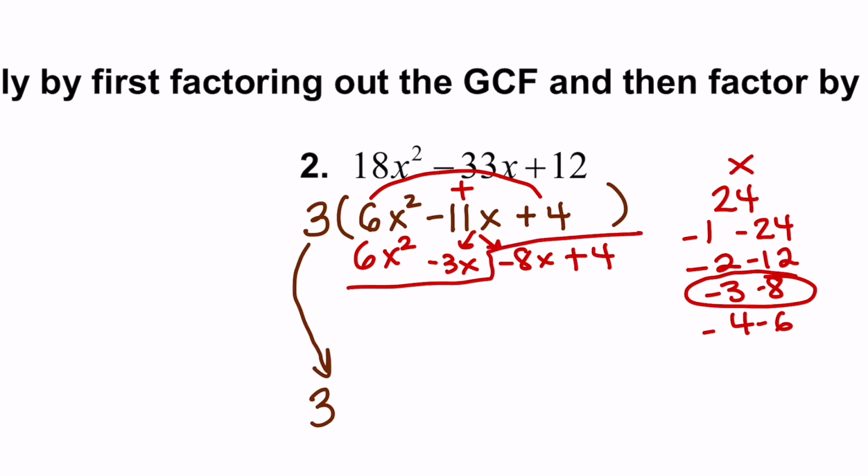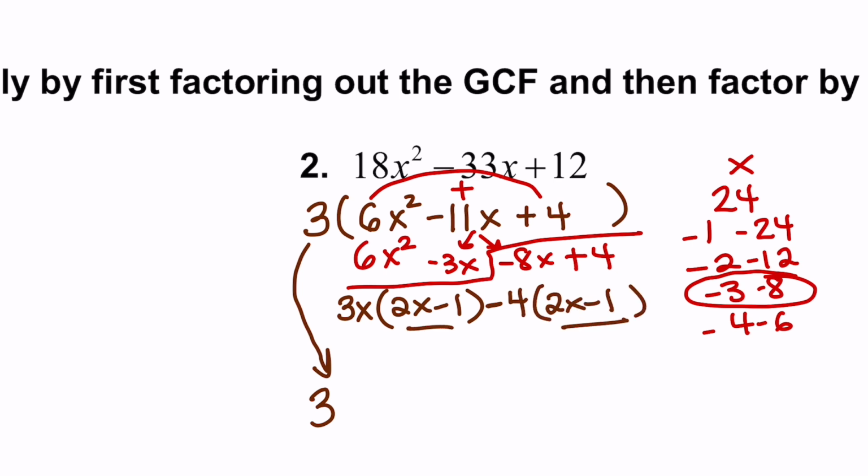Add in our lightning bolt. The first two have a 3 and an x in common that we can pull out. And then whatever sign you have, you're going to bring that down. Now 8 and 4, they have a 4 that we can pull out.